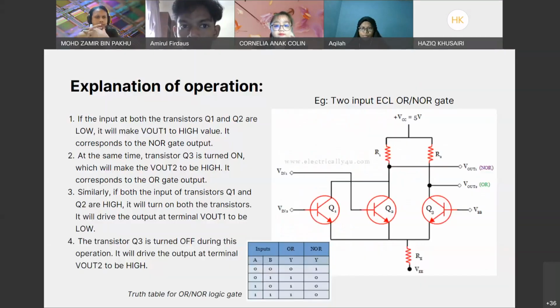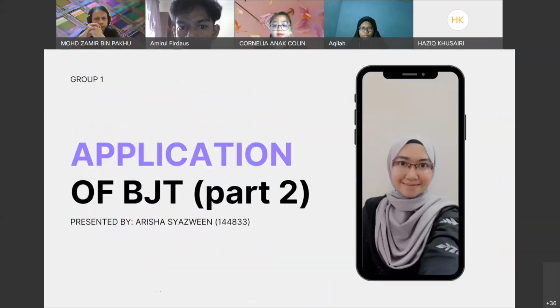So next. This is just the explanation of operation using a two-input ECL OR and NOR gate. So next. In this part, my friend Arisha will be talking about the amplifier and switch.